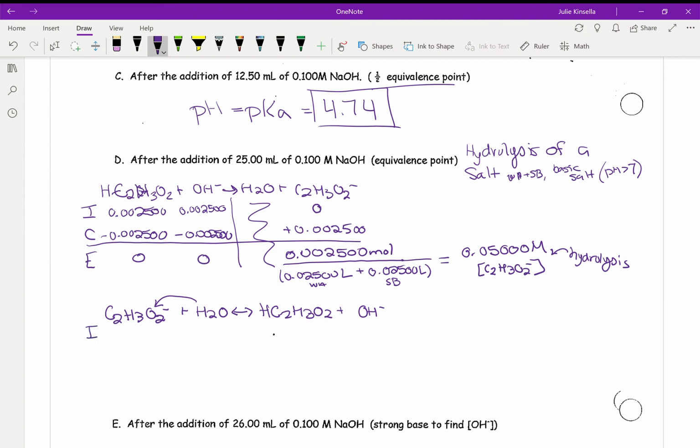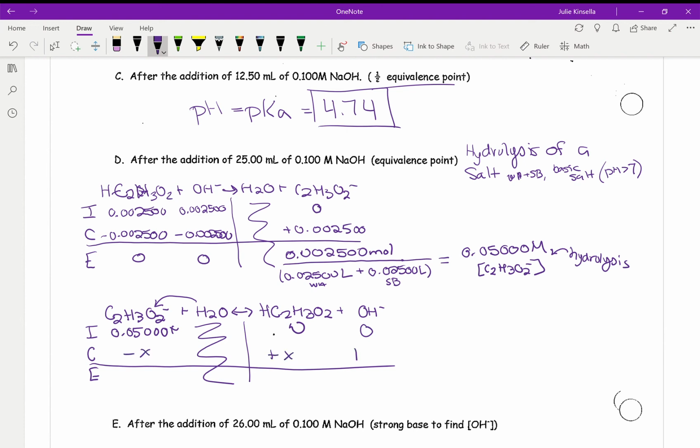So setting up another ice table here. So the concentration I had was 0.0500 molar. I'm going to say 0 here because we actually had 0 from the one above. 0 for the hydroxide, minus X, plus X, and plus X. So I get 0.0500 molar minus X, X, and X.